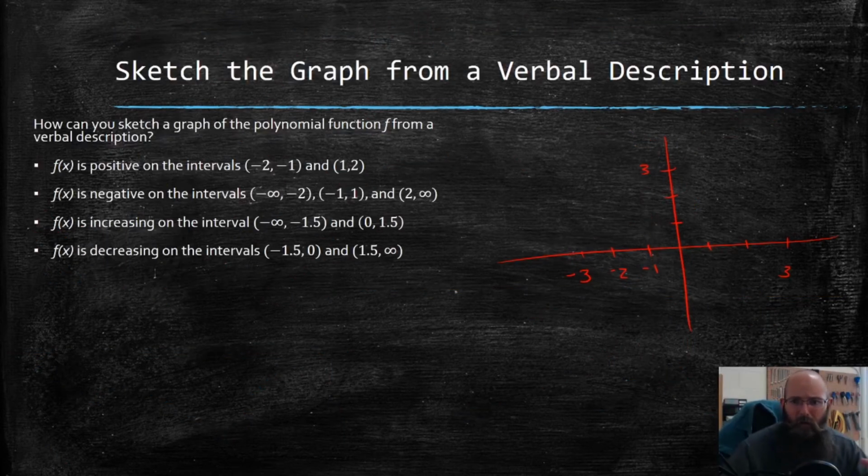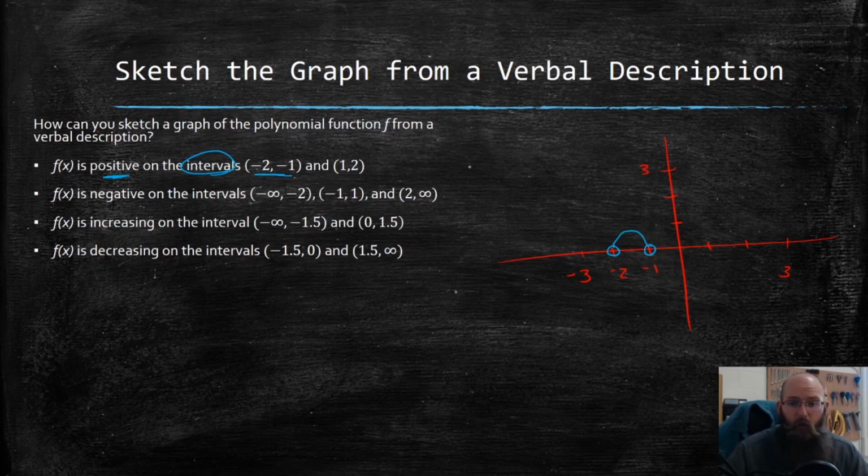Alrighty, so now I need to take all of this information and put it onto my graph. And I'm starting off with positives. This is where at the beginning of the year it's important to know what things are positive, negative, that kind of stuff. So positive from -2 to -1. This is an interval, not a coordinate point. And it's parentheses just because we're not including those spots. So I'm positive from -2 here to -1, which means I must be above my graph.